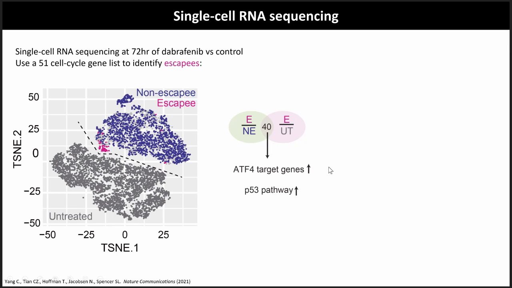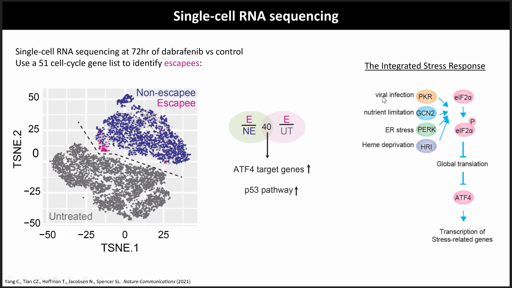So for anyone not familiar with the integrated stress response, this is a pathway that detects a number of different cell stresses: nutrient limitation, unfolded protein stress. Each stress activates a dedicated kinase, which will phosphorylate a translation initiation factor to suppress global translation, but it will actually activate translation of the ATF4 transcription factor to upregulate stress-related genes.